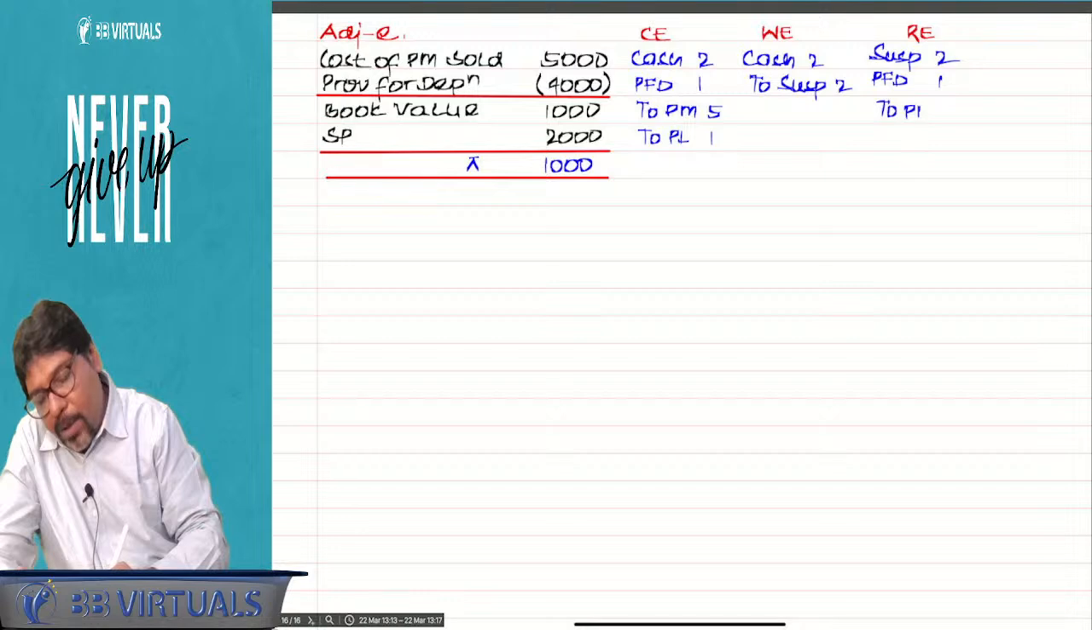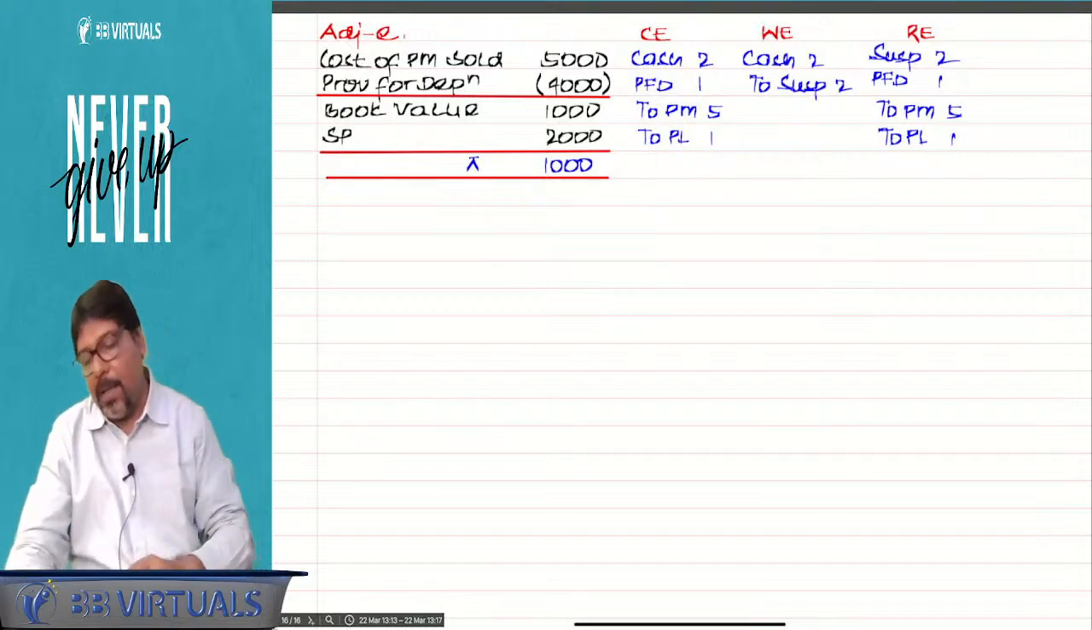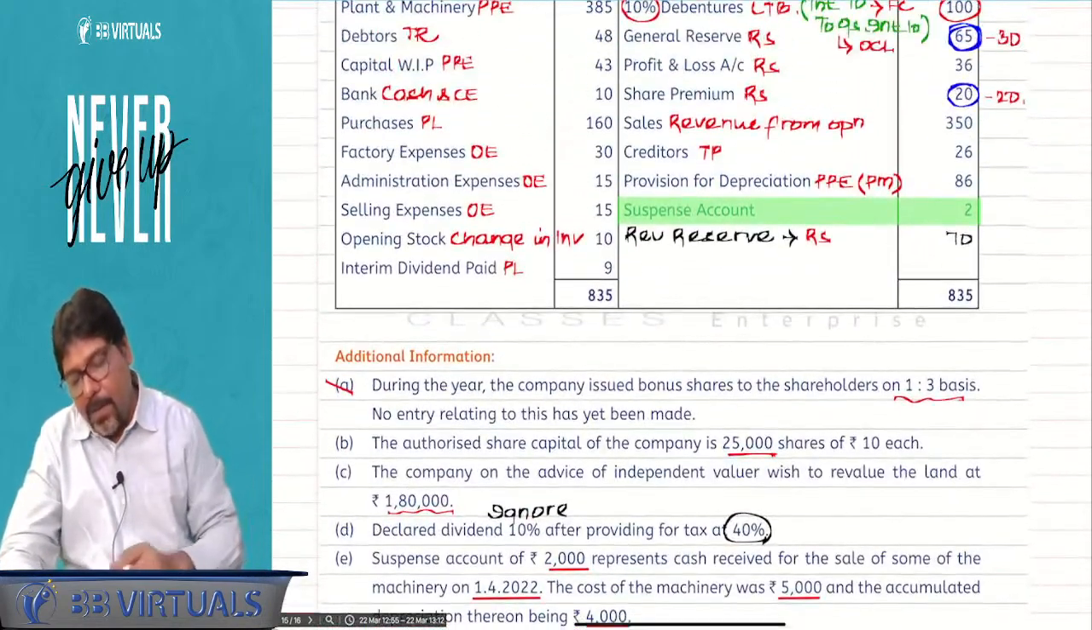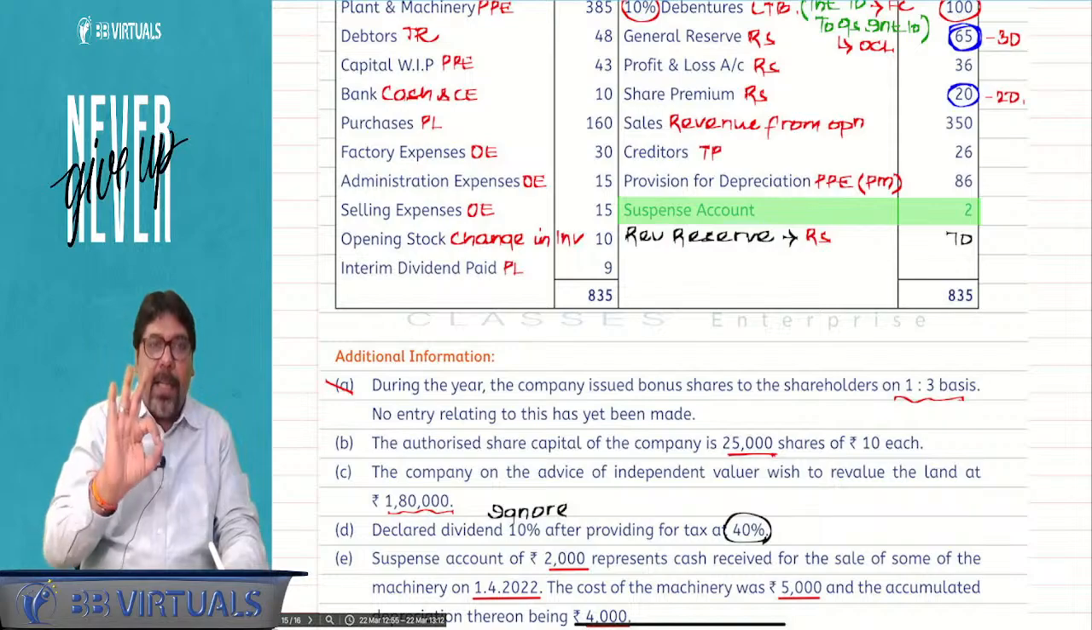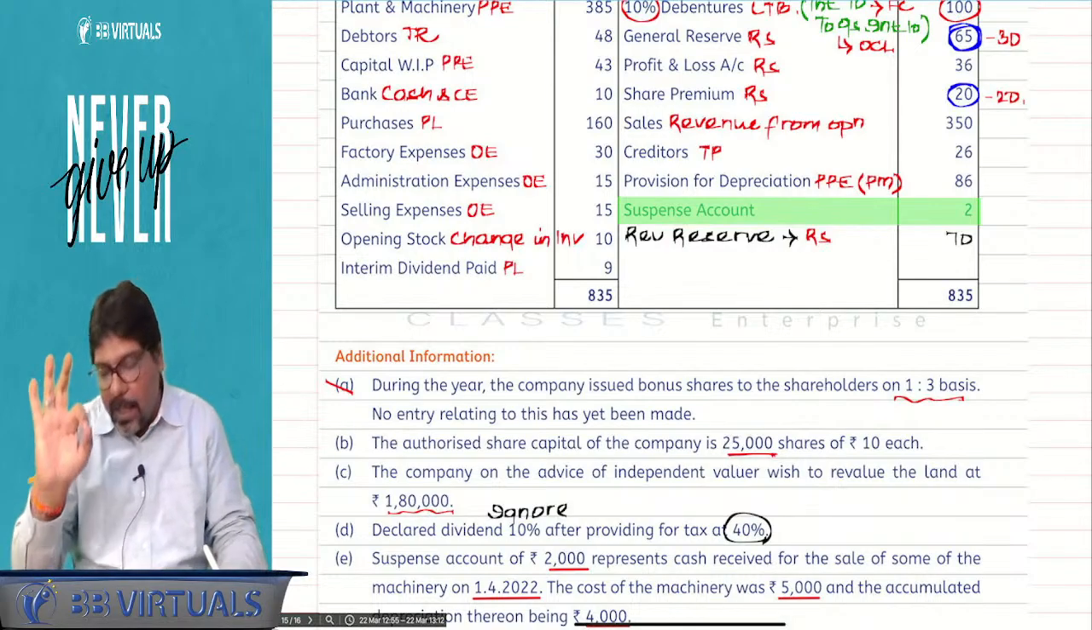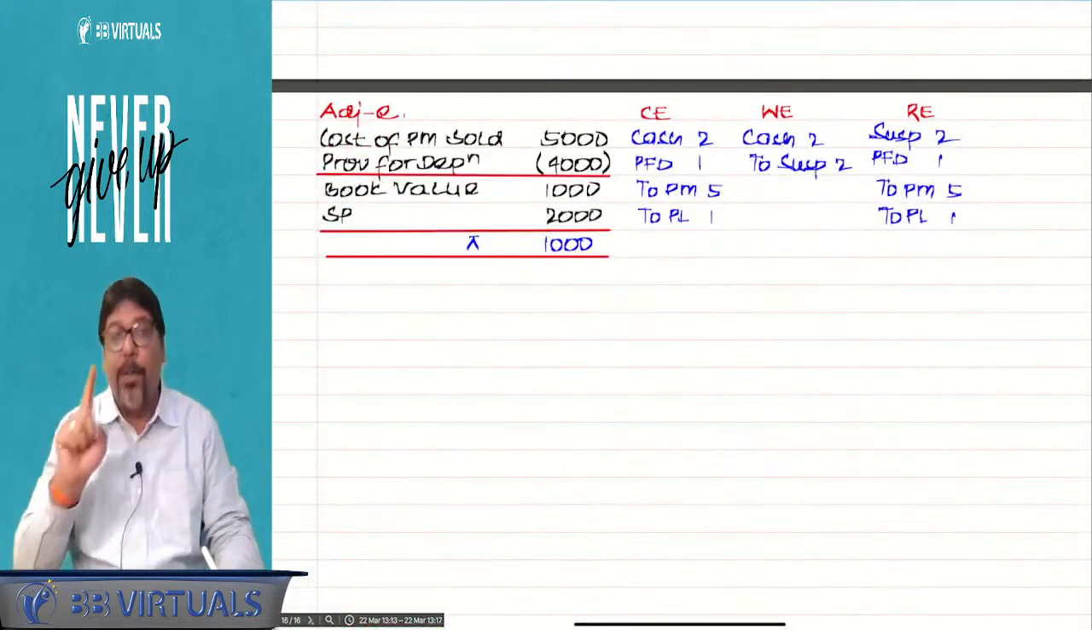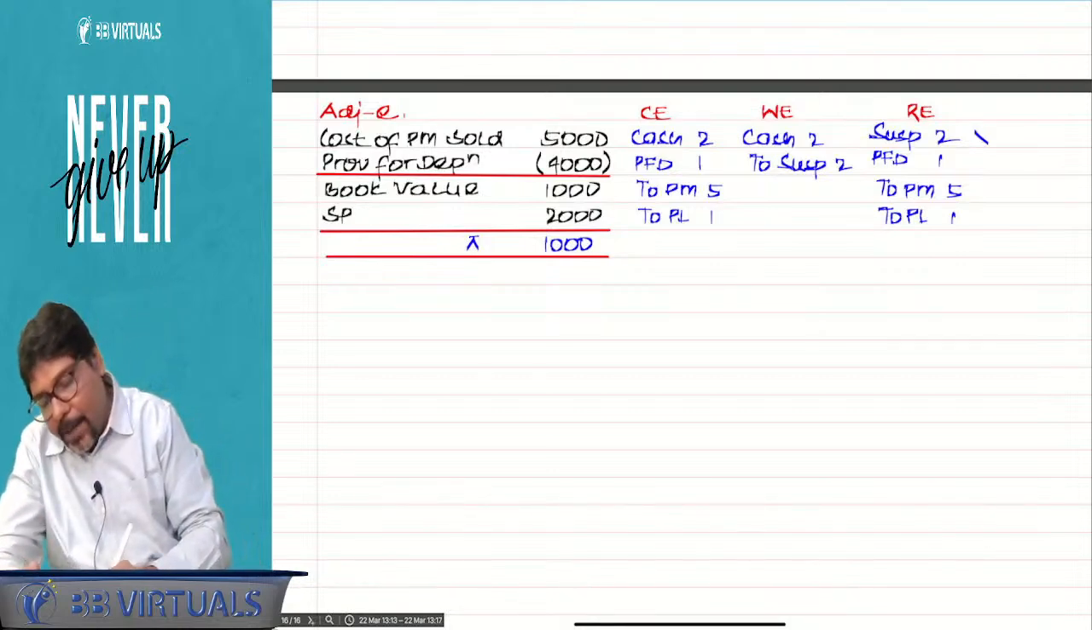To plant and machinery 5. To PL 1. So suspense, in the trial balance, suspense is on the credit side. Over here, what did you do? Debit it. So it will get nullified.